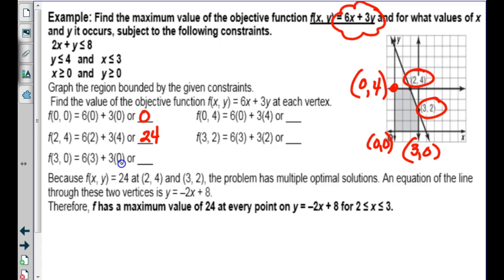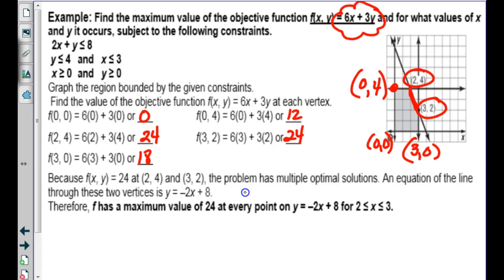Did I do that right? 18, 12, and then this would be 18 plus 6 would be 24. So both of these, 2, 3, 2, and 2, 4 work. So anything actually on that line would work. So they found the equation of the line. But you're not going to have to find the equation of the line.